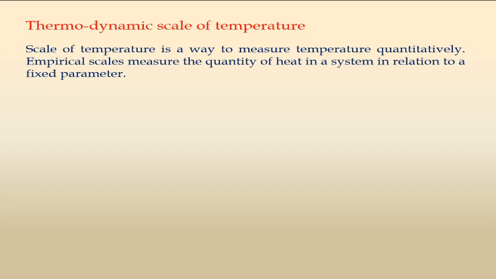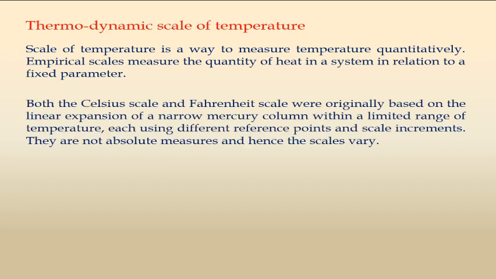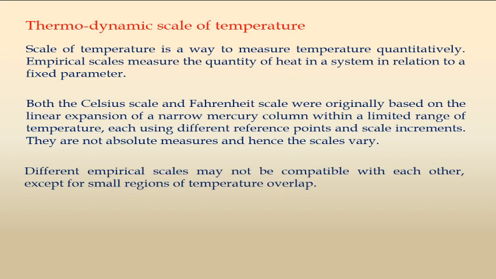We already know the temperature scales, the centigrade or Celsius scale and the Fahrenheit scale; we have already heard about them. Both the Celsius scale and the Fahrenheit scale were originally based on the linear expansion of a narrow mercury column within a limited range of temperature, each using different reference points and scale increments. So they are not absolute measures and hence the scales vary. They do not match with each other. Different empirical scales may not be compatible with each other except for small regions of temperature overlap.